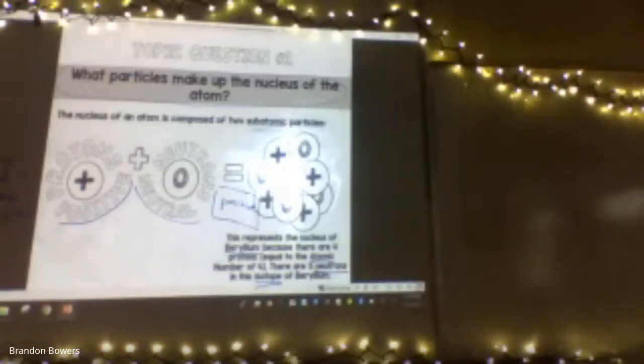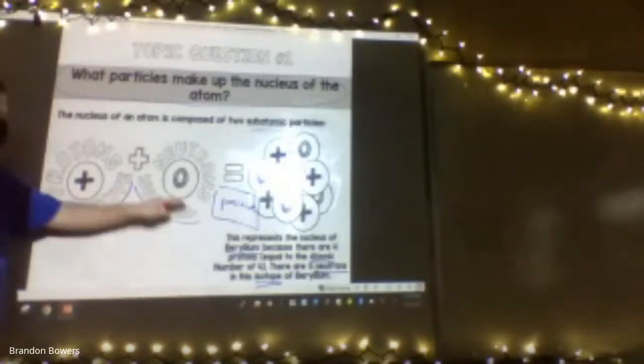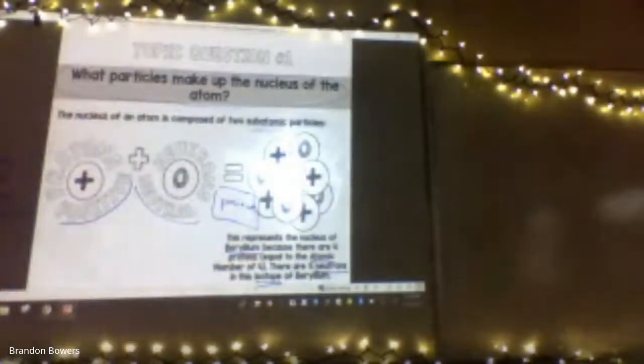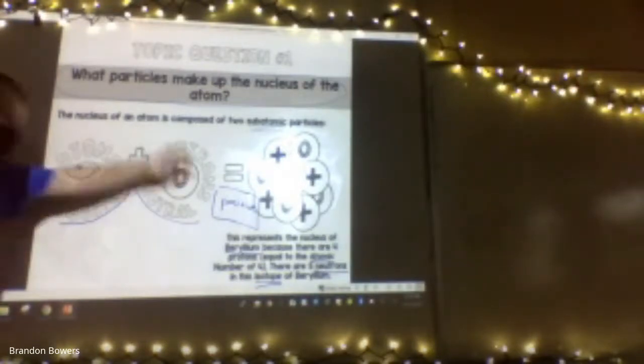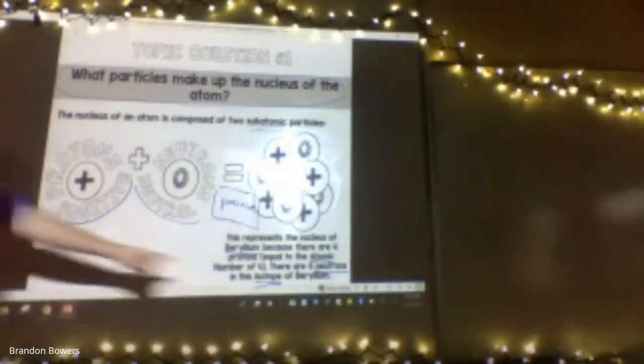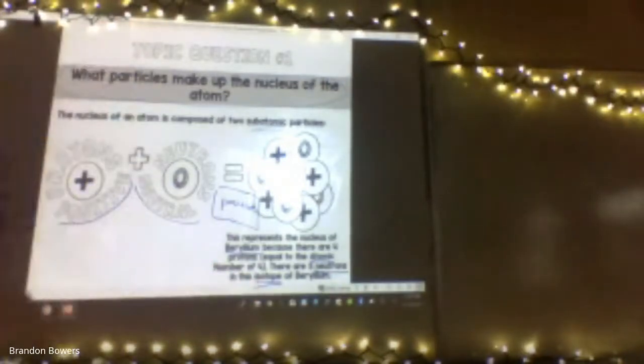So positive, neutral, positive, fill in the blanks. How you guys doing? Any questions so far? So the nucleus has protons and neutrons. That's key because all fusion and fission is, we're talking about the nucleus of an atom. But now we introduced a new term, isotope. So let's learn about isotopes real quick.